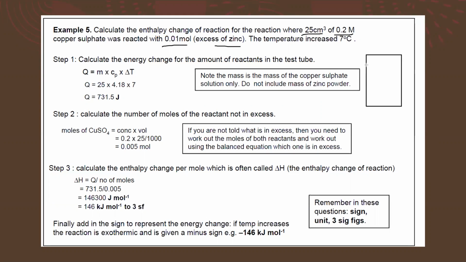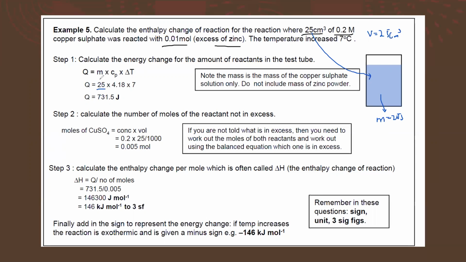So when we say we have 25 cm cube copper sulfate solution, how much water is there? The water is also 25 cm cube. And if water is 25 cm cube, we assume that the density of water is 1 gram per centimeter cube. So what will be the mass of the water in it? That will also be 25 grams. So we have to calculate the energy change for the amount of reactant in the test tube. So energy is Cm delta T.